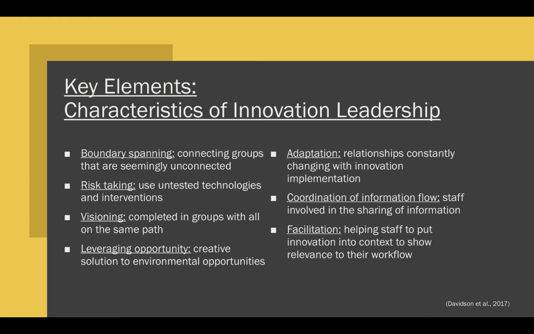The coordination of information flow allows the staff involved in innovation to impact the sharing and interpretation of the information. The staff creates the message to explain the relevance while using connections and relationships to influence the sharing of new information. Being able to create the message and influence the interpretation of the message is the biggest benefit to the coordination of information flow.